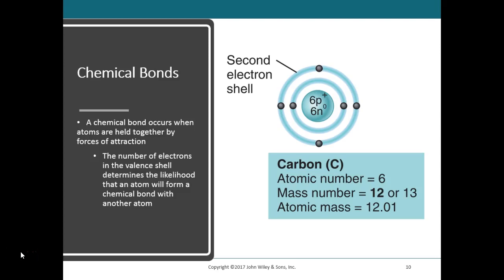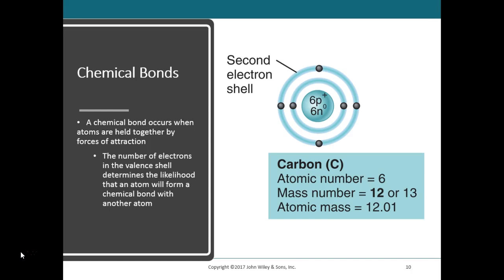The forces that hold the atoms of a molecule or a compound together are called chemical bonds. The likelihood that an atom will form a chemical bond with another atom depends on the number of electrons in its outermost shell, what we call the valence shell. An atom with a valence shell holding 8 electrons is chemically stable, which means it's not likely to form chemical bonds with other atoms. Neon, for example, has 8 electrons in its valence shell, and for this reason it doesn't bond easily with other atoms.